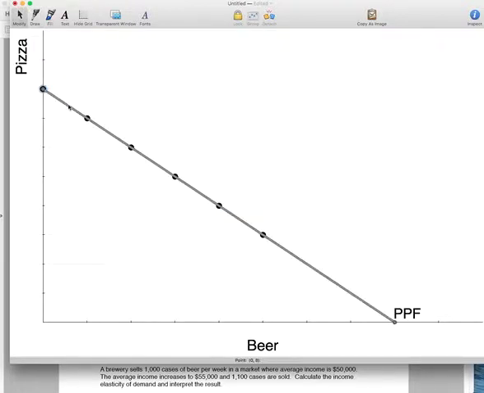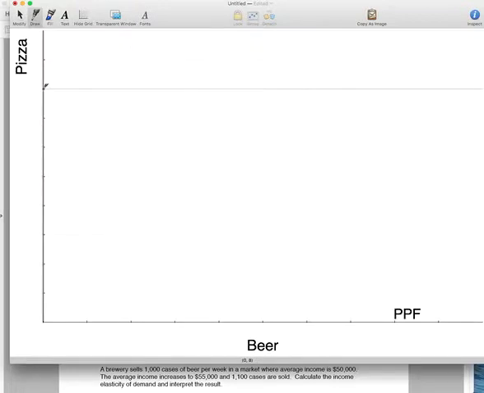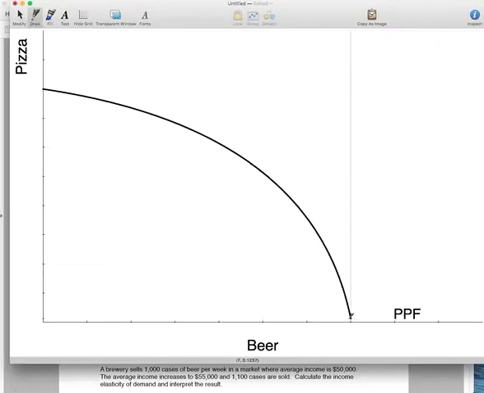If you are asked for increasing opportunity cost, let me get rid of this information here. Get rid of that point. If you're asked to draw a PPF that exhibits increasing opportunity cost, your PPF would look like this. The slope of this is constantly changing as you move along the PPF. It's relatively flat at the top and gets steeper and steeper, so therefore the slope is increasing and the opportunity cost is increasing. So make sure you remember the distinction between those two.